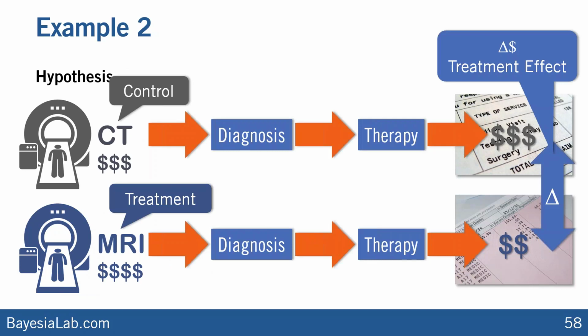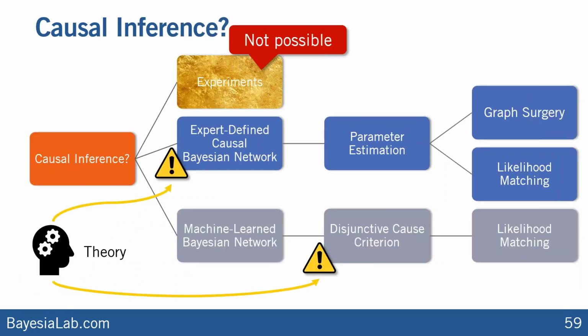So let me now share this with you visually. A bit more formally here, we think of MRI scans as a treatment, and the CT scan as the control group. Both scan types lead to diagnosis and therapies, and in the end, the treatment effect would be the difference in total cost, as measured in dollars. So, how can we answer that question?